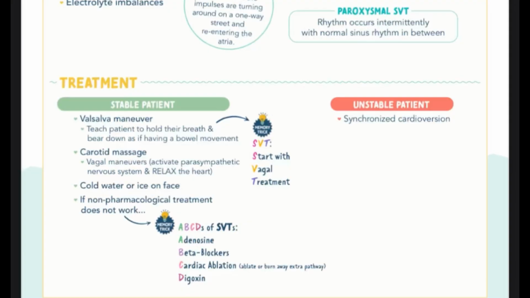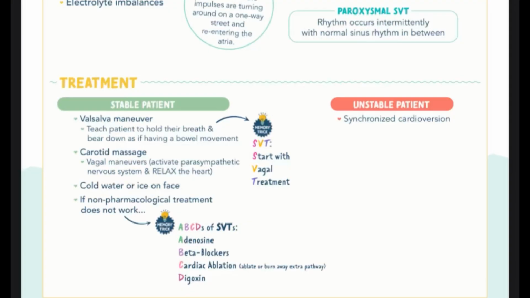Next, a client with supraventricular tachycardia has the following assessment: heart rate is 200 beats per minute, BP is 78 by 40 mmHg, and respiratory rate is 30. What is the priority action? The priority action is synchronized cardioversion, because the patient has severe low BP and a very high heart rate.